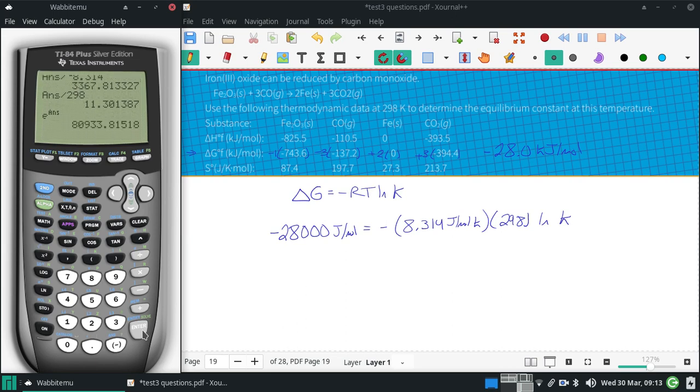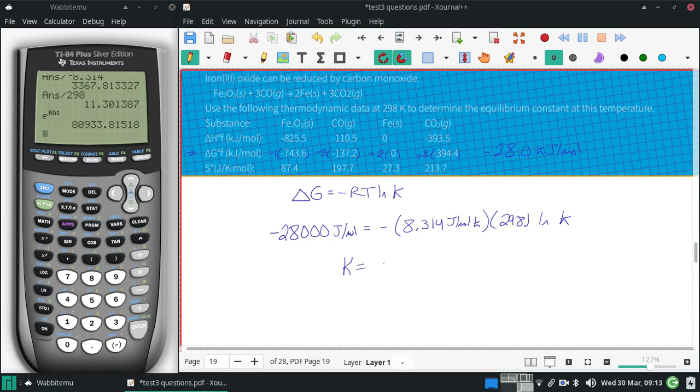And I get a K of, it's going to be listed two ways on a test. It's either going to be the 80,900, or it would be 8.09 times 10 to the 4th.